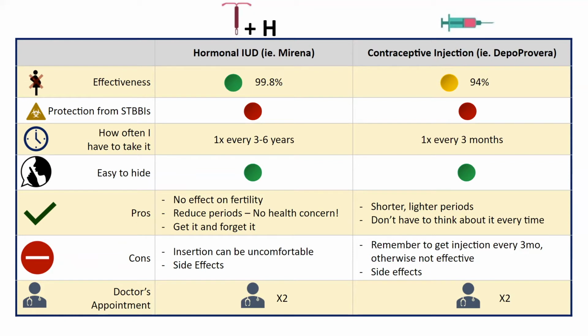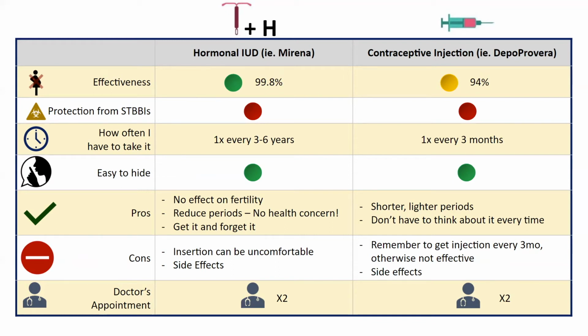On the day of insertion, the doctor uses a speculum, same as used in a pap smear, to open the vagina and insert the device in the opening of the cervix. They are 99.9% effective. They do not provide protection from STBBIs. They only need to be inserted once every 5 to 6 years. They're very easy to hide.